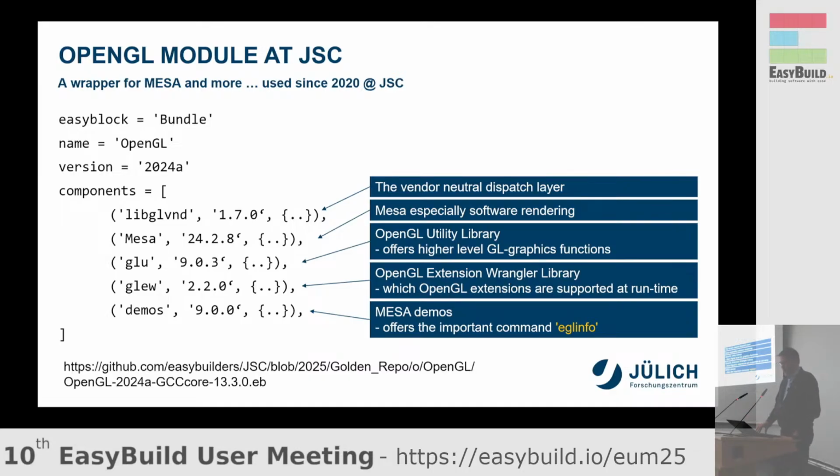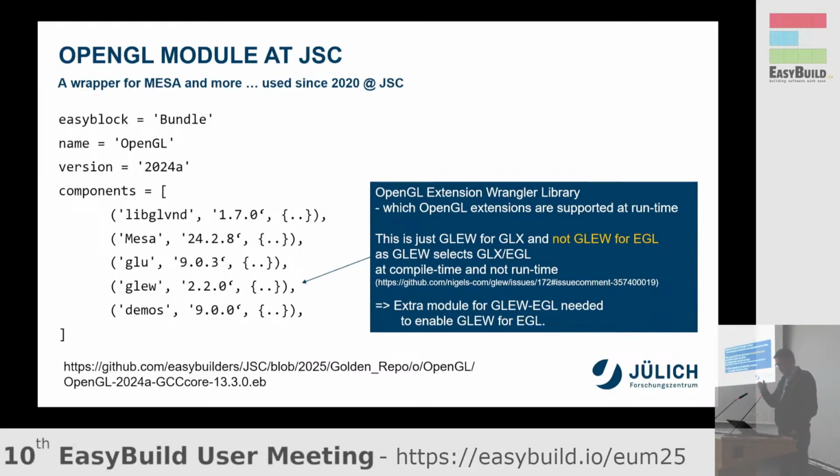OpenGL utility library, the extension wrangler library, and also the Mesa demos, because that provides the eglinfo command, which is quite useful. So perhaps one drawback here is that the glue itself decides at runtime whether it's compiled for GLX or EGL. That's a pity. I'm going to have to think about whether that's the right place, because you cannot support both.